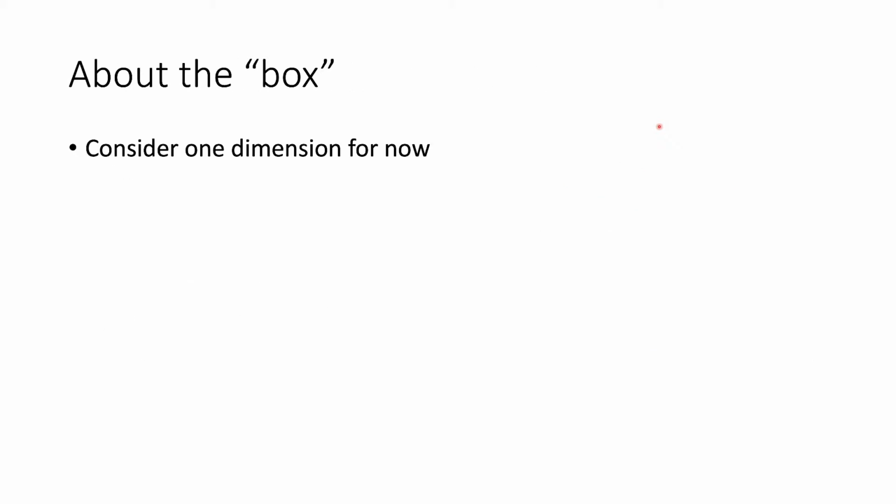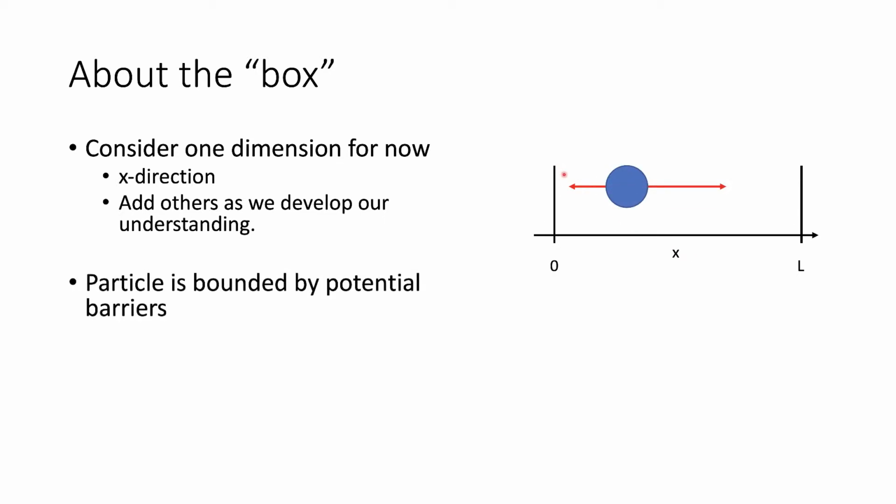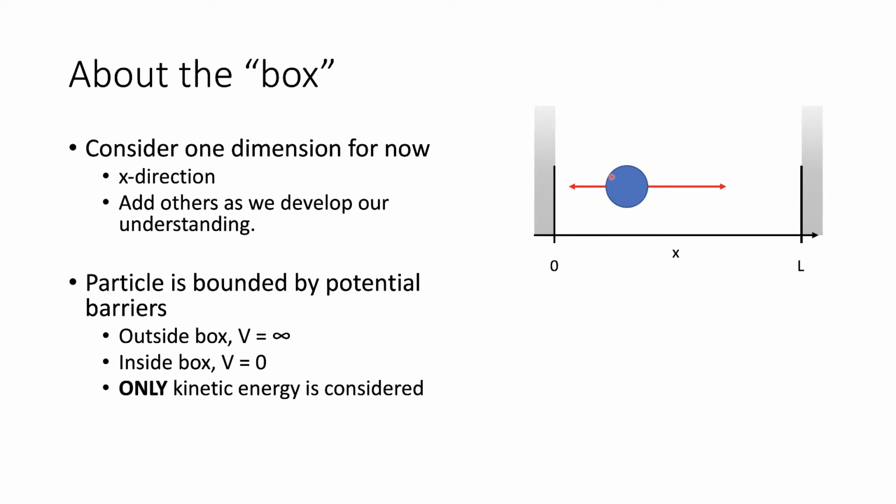Let's look at the box. We're only going to consider a single dimension now. We're going to consider the x dimension. We'll add others as our understanding develops. So we pop our particle in this box, and the particle is bounded by something called potential barriers. So what we're saying is outside the box, the potential is infinite. Remember our restrictions on the wave function, that at an infinite potential we couldn't have the wave function, it would have to be zero. Inside the box, the potential is zero. And this means that the only energy we worry about is kinetic energy, as we've already said.